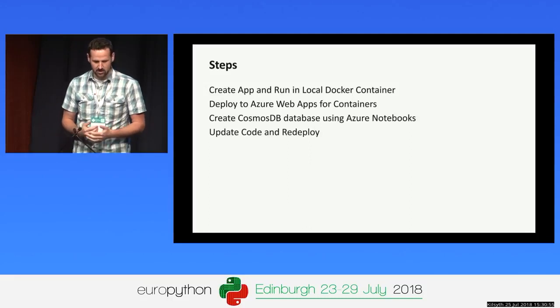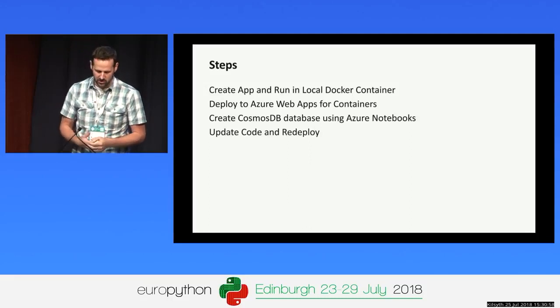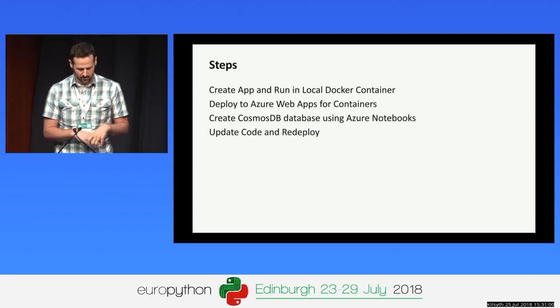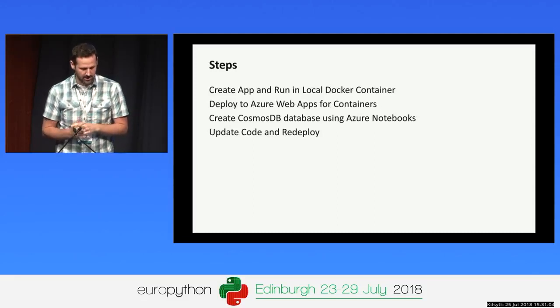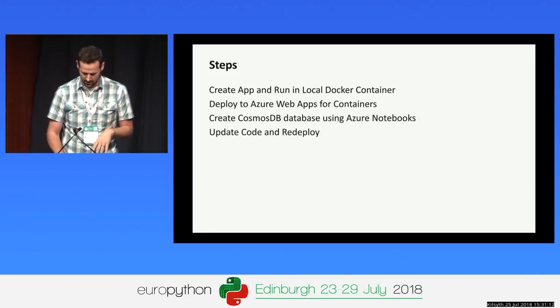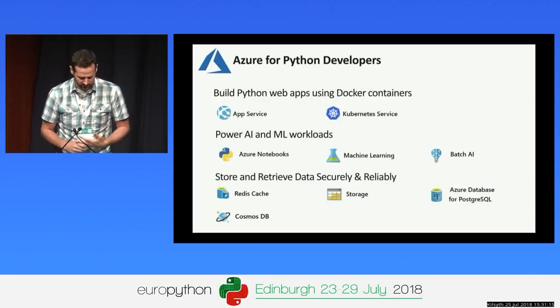The steps we're going to run through today: we're going to create an application and run it in a local Docker container running on this local machine. Then we're going to deploy this to Azure Web Apps for Containers using VS Code. Then we're going to add some data to a CosmosDB database using our Azure Notebooks. And then we're going to update the code and redeploy it.